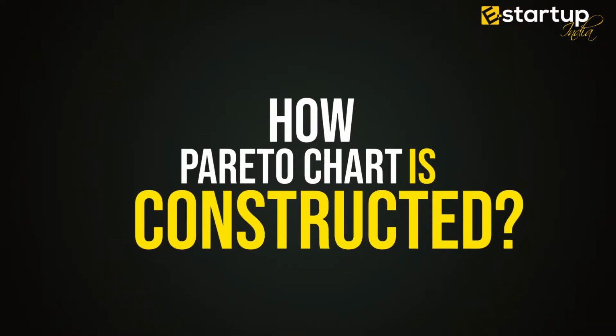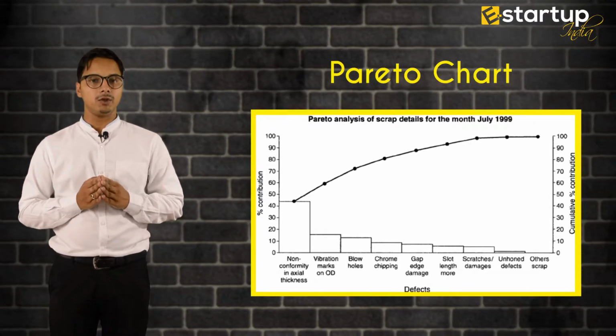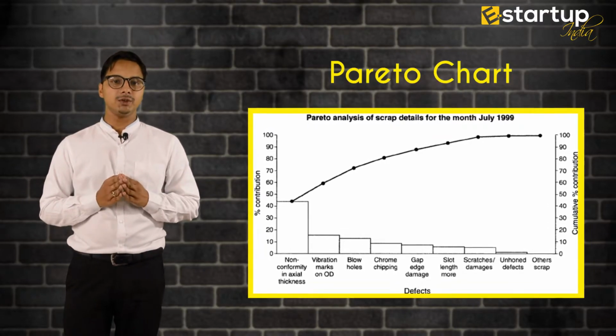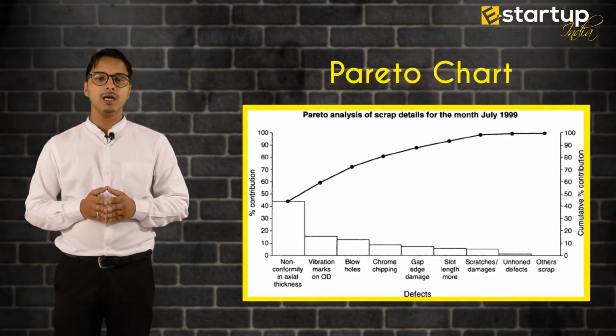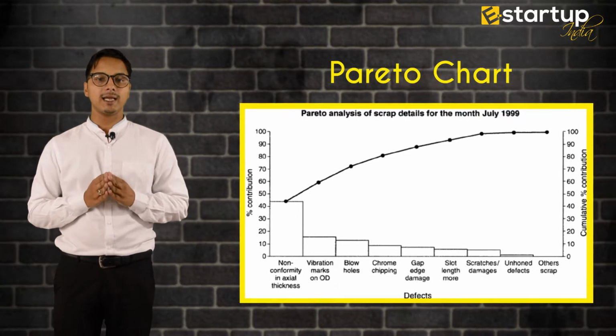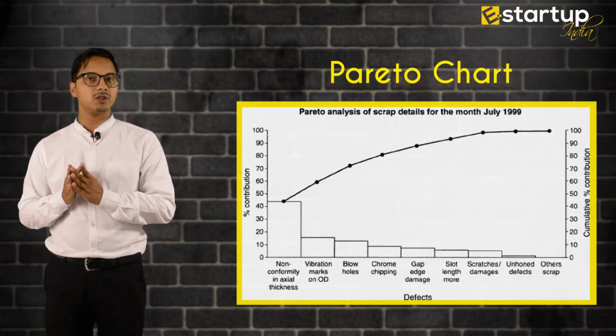How is a Pareto chart constructed? The following are the steps taken to create a Pareto chart. Choose the comparison unit. Record the comparison unit on the vertical axis. Place the causes on the horizontal axis from most occurrence on the left to the least occurrence on the right.